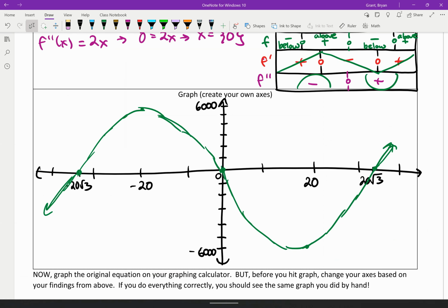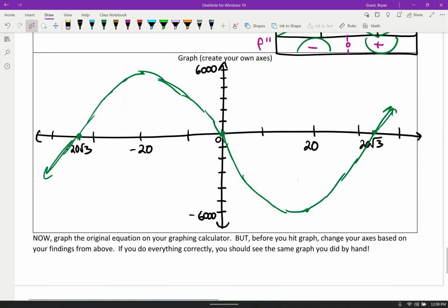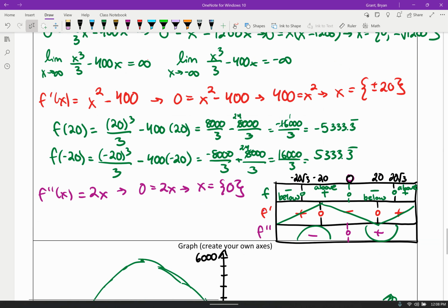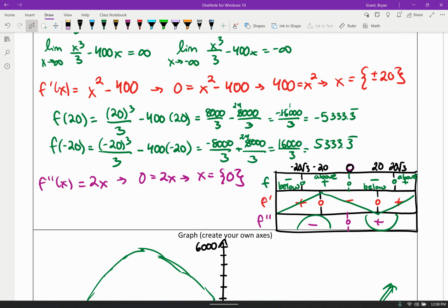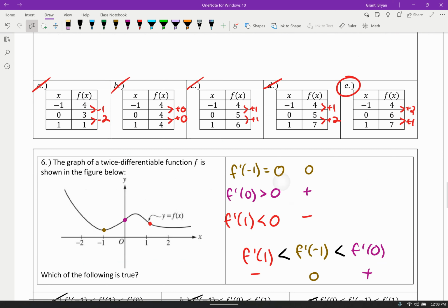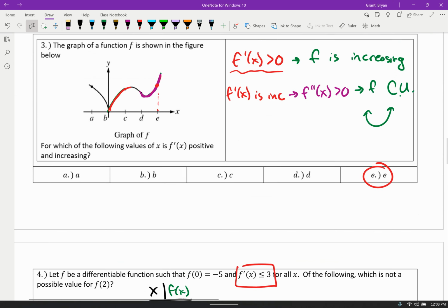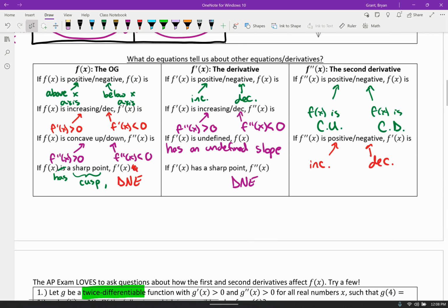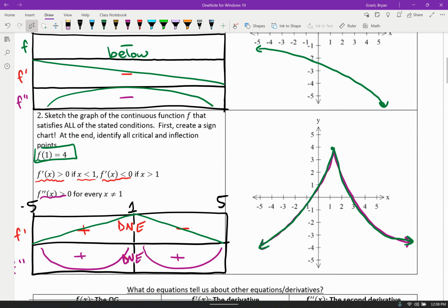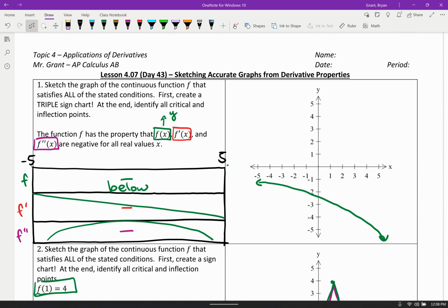So thank you for hanging out with me for today. Hopefully it wasn't too terrible, though this last problem is a bit of a bear without a calculator. With a calculator, it's not bad at all. We discussed how f prime and f double prime affect f. And of course, we also looked at some nice triple sign charts. Have a wonderful day, and I'm excited to have you back for next class.